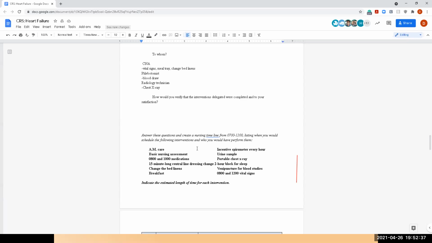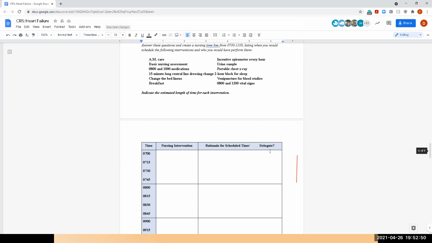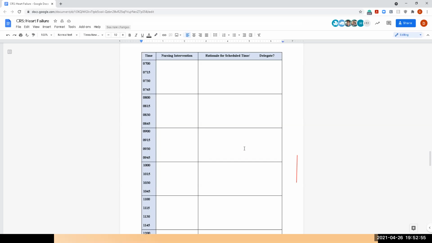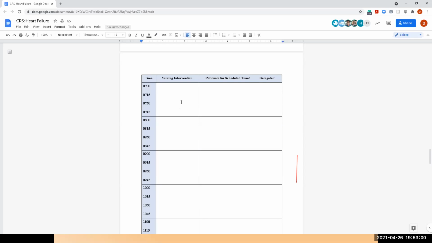So they want you to do a timeline between 7 o'clock and noon, listing how you could do these interventions and who you would have perform them. But I'm more interested in how you came up with a way for the client to have some sleep. I think it's most importantly that you want to cluster the care.